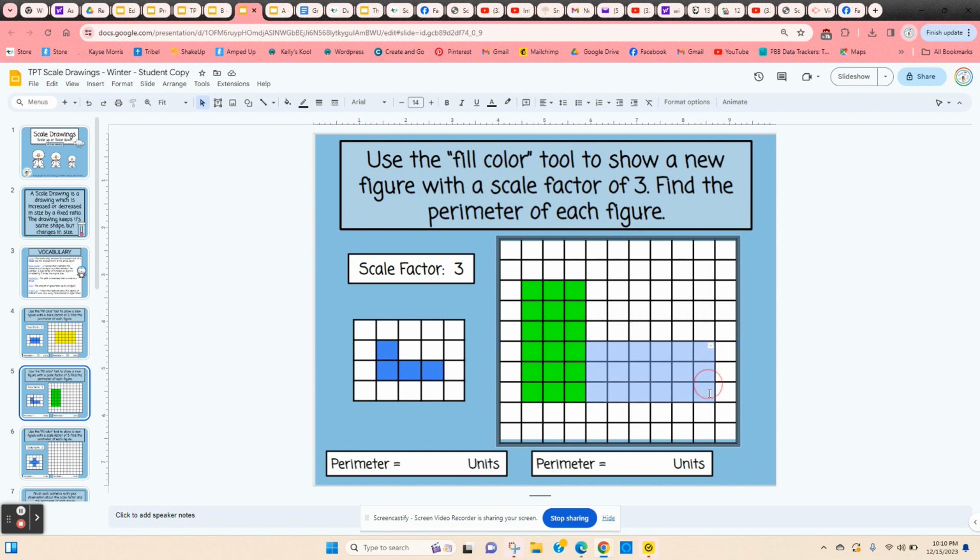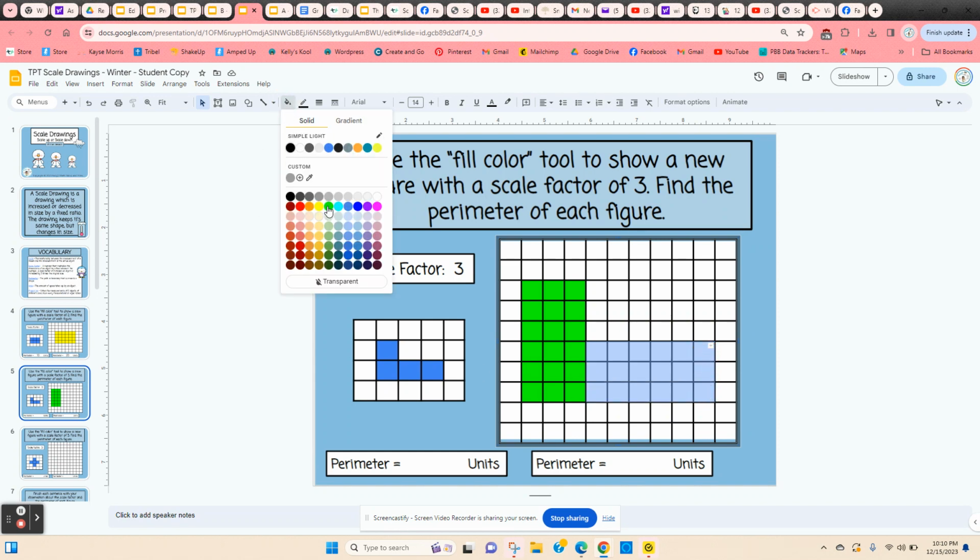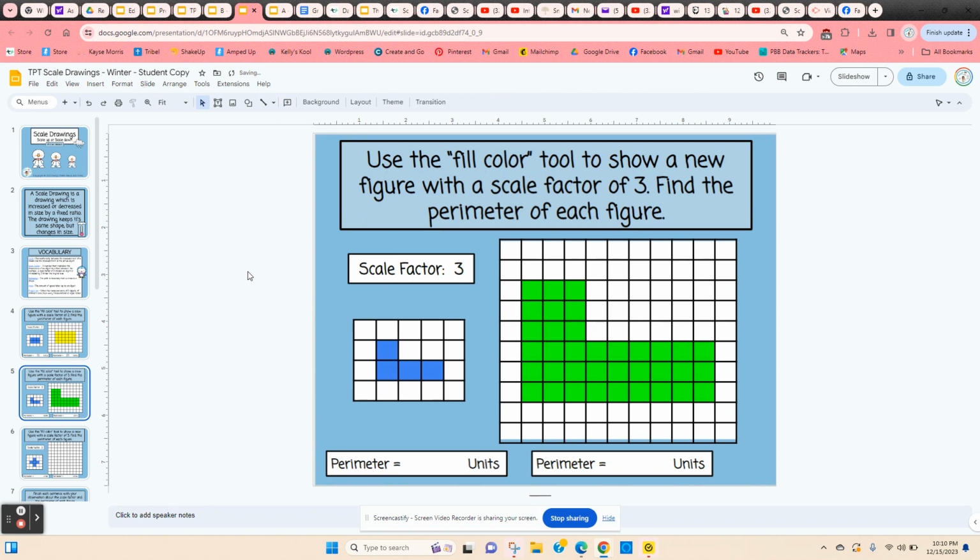So 6. And now they have a figure that's scaled up by a scale factor of 3. It's 3 times larger. So if you look at the perimeter of the smaller figure, we're going to get, again, 10 units. But if they count the perimeter of the larger figure, they're going to have 30 units, which means they took the perimeter of the smaller figure and they multiplied by the scale factor.